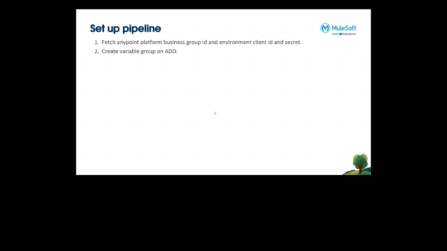Next, we have the variable group on ADO. These business group ID and client ID and secret would be stored in a variable group as a secret, so that we can create a single variable group for a single environment, and every pipeline that is running to deploy to the dev environment. Let's say for the dev environment, we created one variable group. Then every pipeline that's trying to deploy to the dev environment can use that variable group to download the IDs and secret.